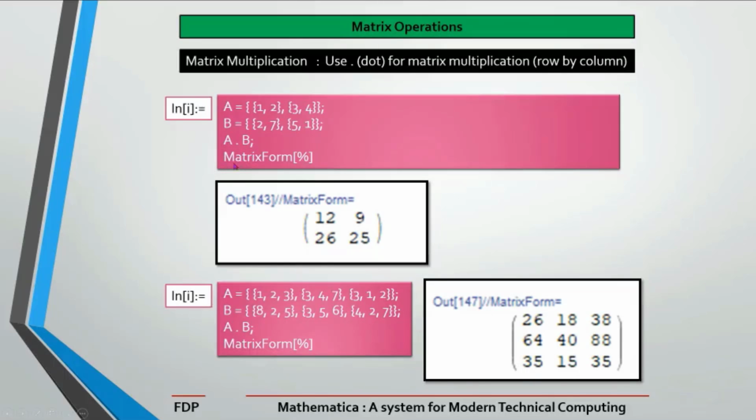After that you can put MatrixForm. What is your previous output? The previous line, that is a dot b. So whatever a dot b gives, you can put it in the standard form by calling the MatrixForm function, and then you will get this. In the same way, you can see here a 3 by 3 matrix and a 3 by 3 matrix, and you create a dot b matrix multiplication and get your answer in matrix form. So it is a very simple and easy functionality for doing matrix work in Mathematica.